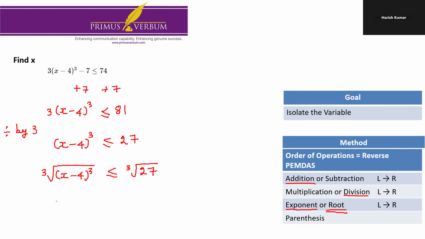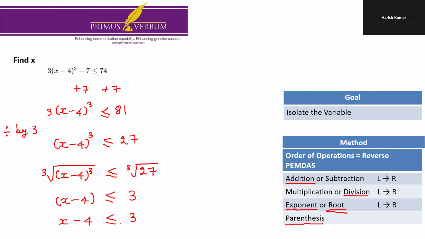So when I take the cube root of (x minus 4) whole cubed, I will get x minus 4 on the left hand side, and on the right hand side the cube root of 27 is 3. Now finally I can go for the parenthesis. So I get what is inside the parenthesis outside. I have x minus 4 is less than or equal to 3.